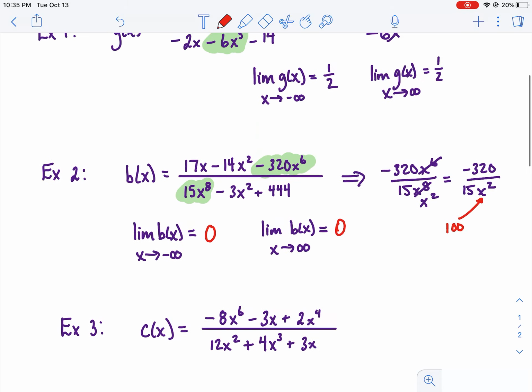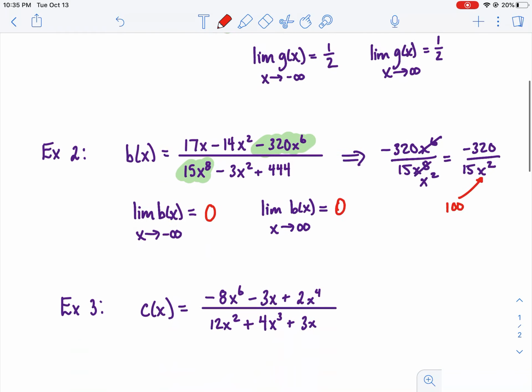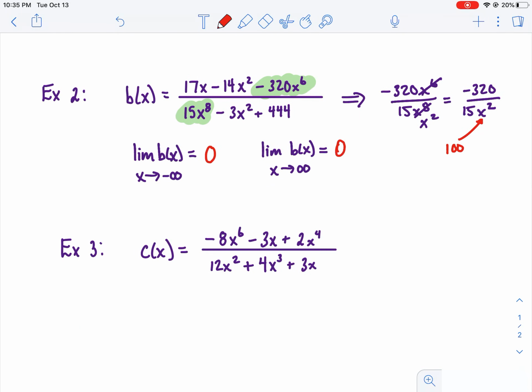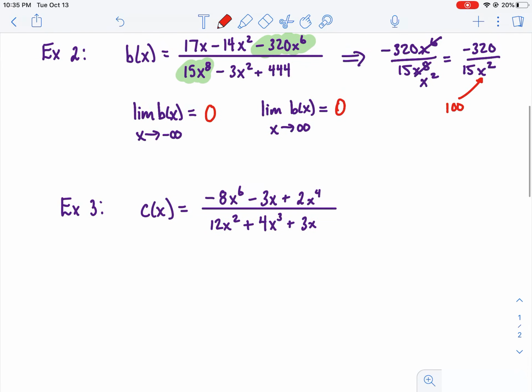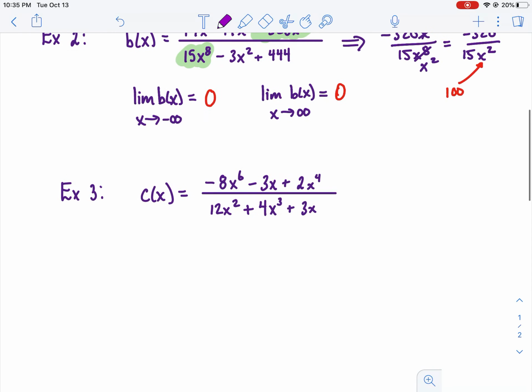So using that comparison method again, up here in the top one, if they were equal, then it simplifies down to whatever number it simplifies down to. If the degree of the bottom is bigger, then it's going to be 0. And then the third case is if the degree of the top is bigger. So if I look at this situation, if we do the limit of c of x as I go to the left, and the limit of c of x as I go to the right.